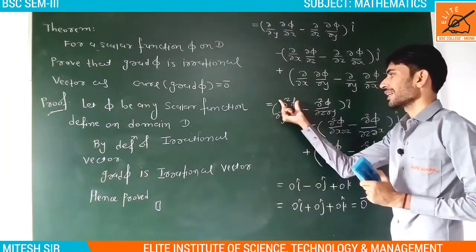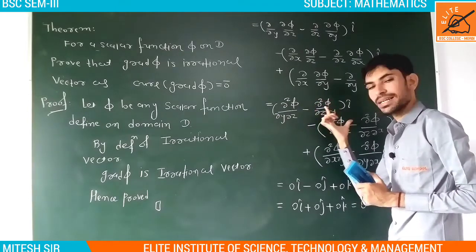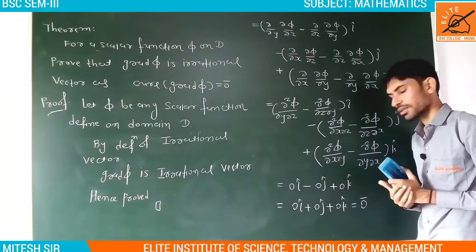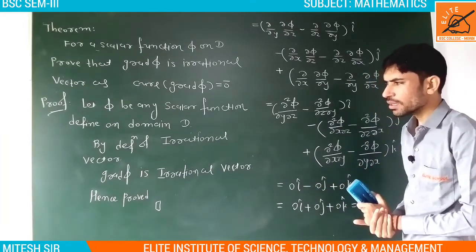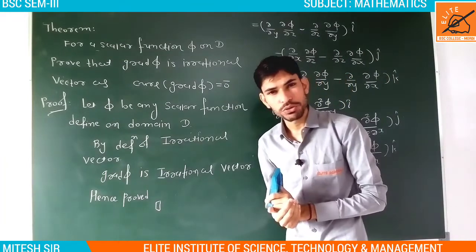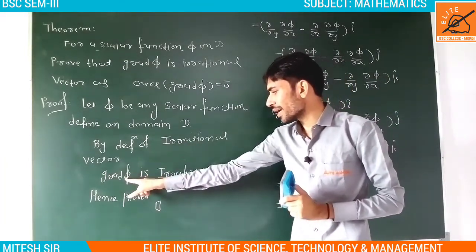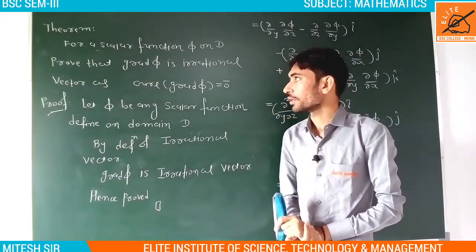As we know del square phi upon del y del z is the same as del square phi upon del z del y. So this term becomes 0. Similarly in the second term and third term. So finally here we get the 0 vector. That means curl of gradient phi is equal to 0 vector. So as per the definition of an irrotational vector, gradient phi is an irrotational vector. So this is the proof of our theorem.